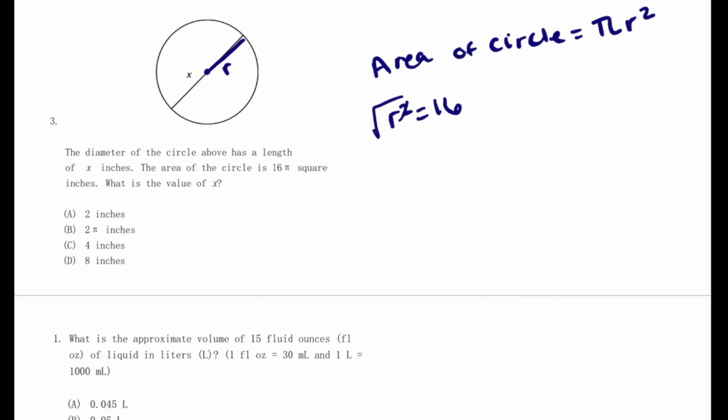So in order to figure out r, we're going to take the square root of r squared, so we cancel out the 2, and the square root of 16 is 4. So we know that our r is 4. So x is going to equal 4 times 2, which is 8, and so our answer is D.